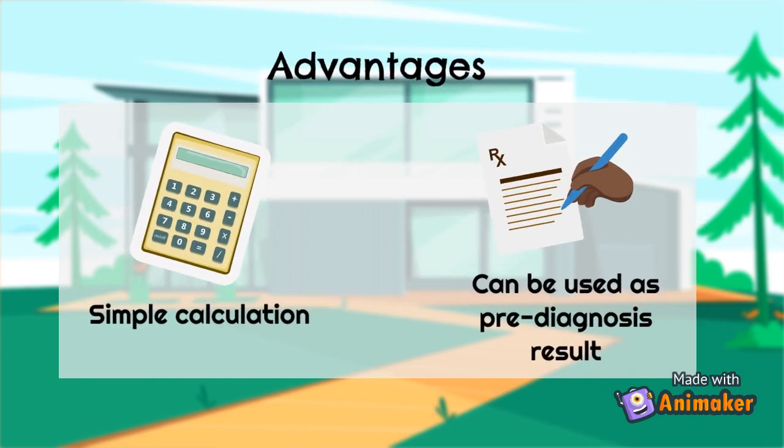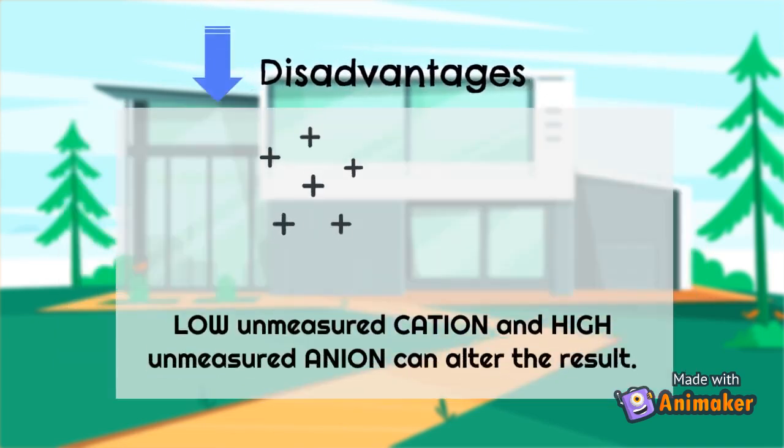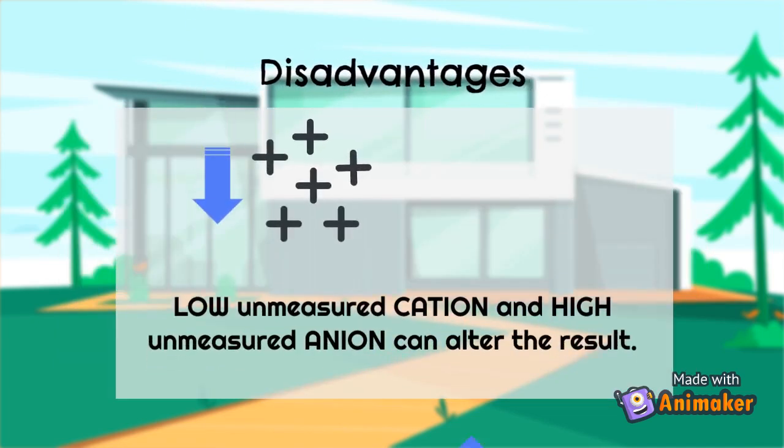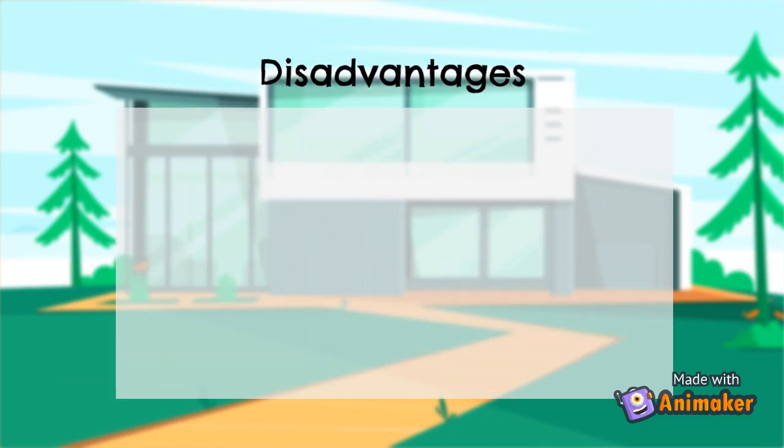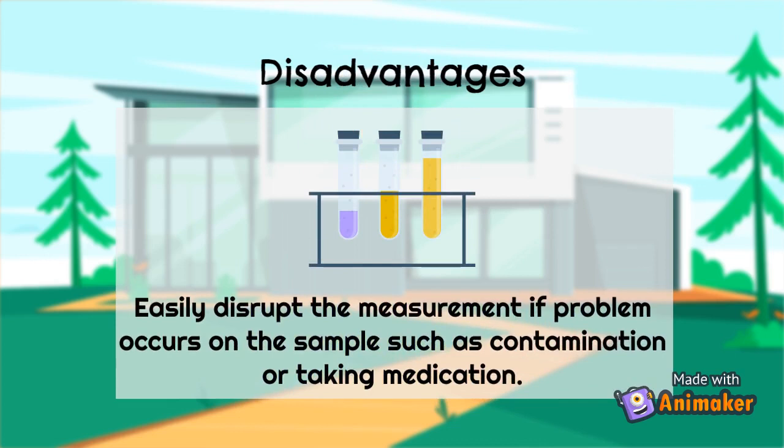Advantages of the test are it is a simple calculation and it can be used as pre-diagnosis result. Disadvantages of the test are low unmeasured cation and high unmeasured anion can alter the result. The measurement can be easily disrupted if any problem occurs to the sample, such as contamination or taking medication.